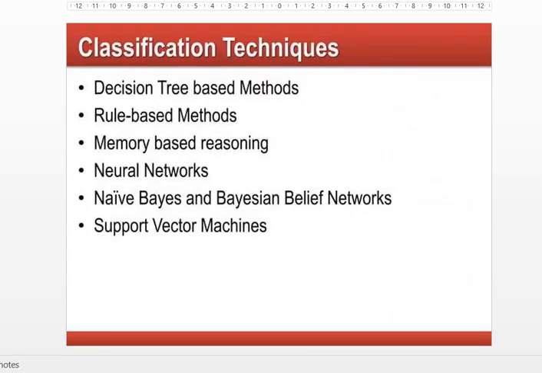So these are the various classification techniques nowadays they are using. First one is the important thing, that is decision tree induction. Second one is rule-based method. Third one is memory-based reasoning. Fourth one is neural network. Fifth one is Naive Bayes. And the last one is SVM, that is support vector machine. These are the various classification techniques.